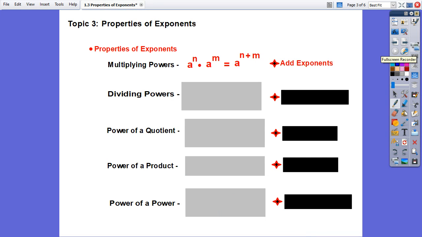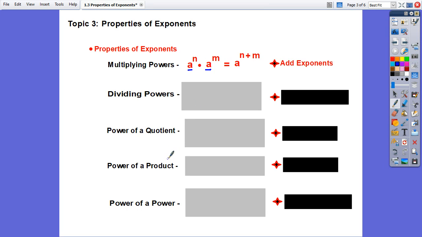Okay, moving along, here are the other properties. And hopefully they sound familiar to you from what you've done, let's say in Algebra 2, or even maybe a little bit in Algebra 1. And so we have properties of exponents. First one's called multiplying powers. So when we multiply powers, the bases have to be the same for us to use this property.